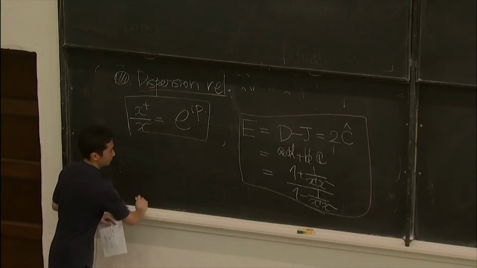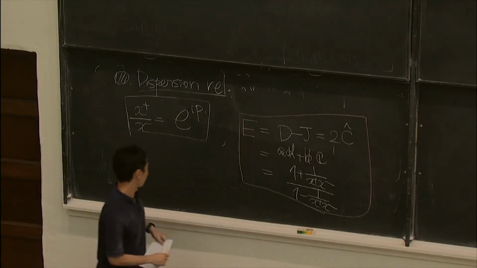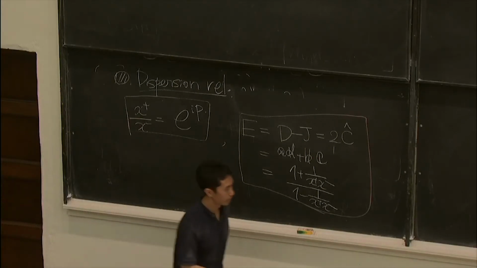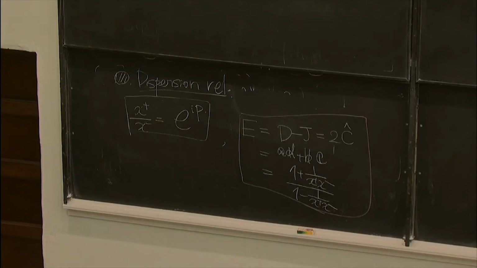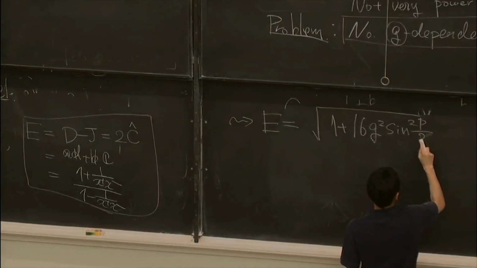This still might look a bit abstract because it involves a complicated function x plus over x minus. But you can actually derive the relation between E and P by solving these two equations. And in the end, you get the relation like this. This is the same as E equals the square root of 1 plus 16 g squared sine squared of p over 2.